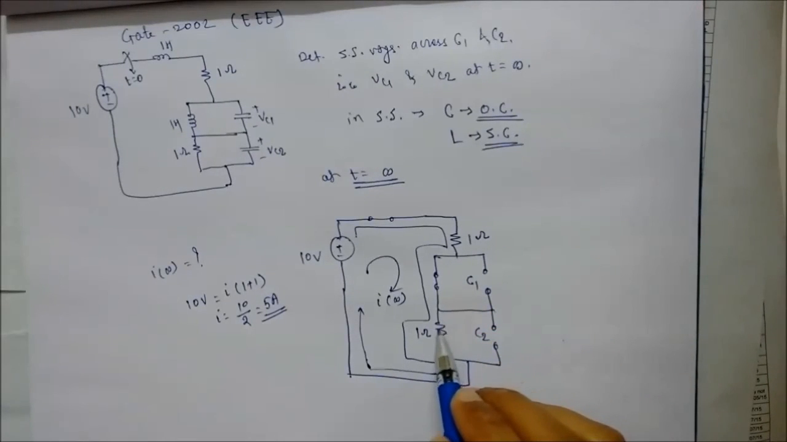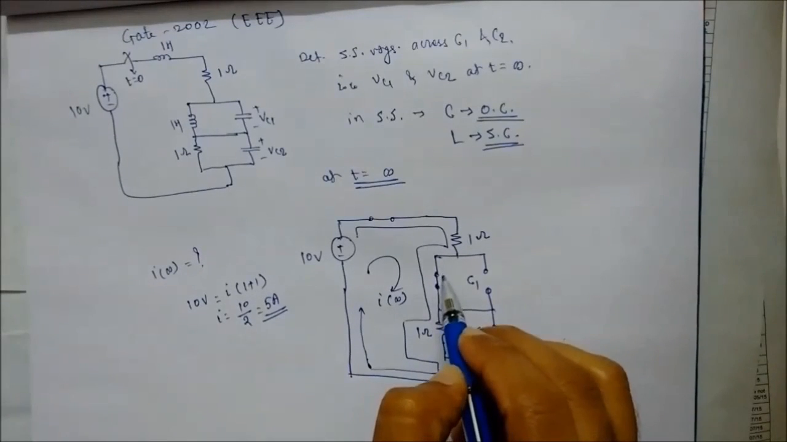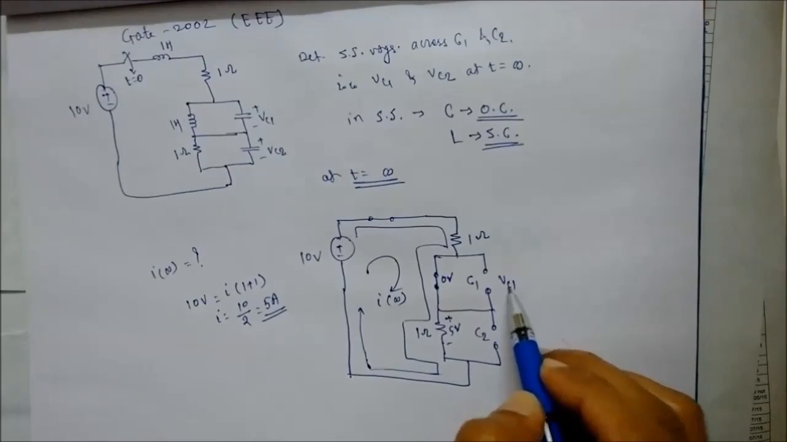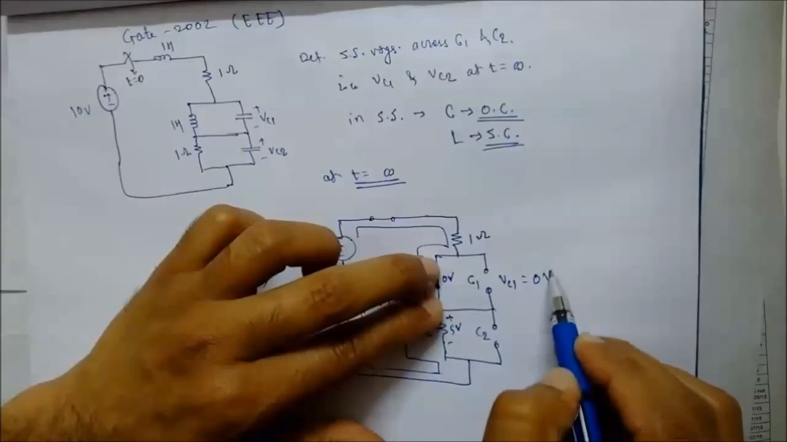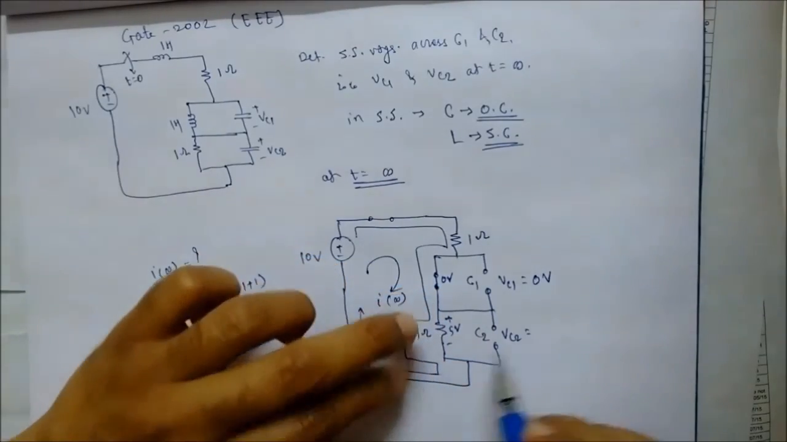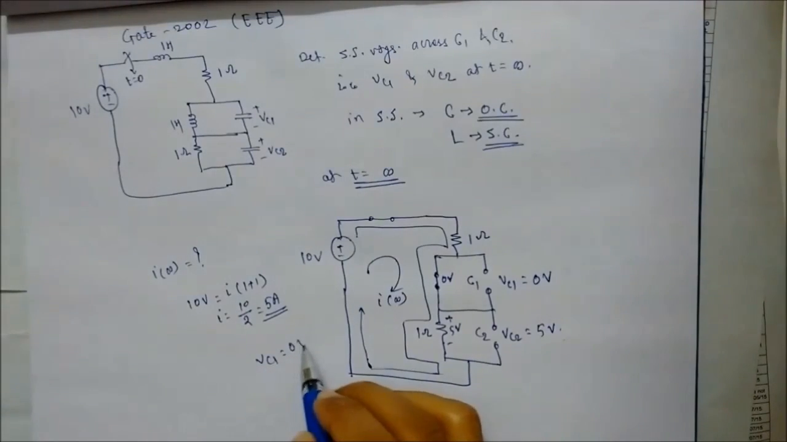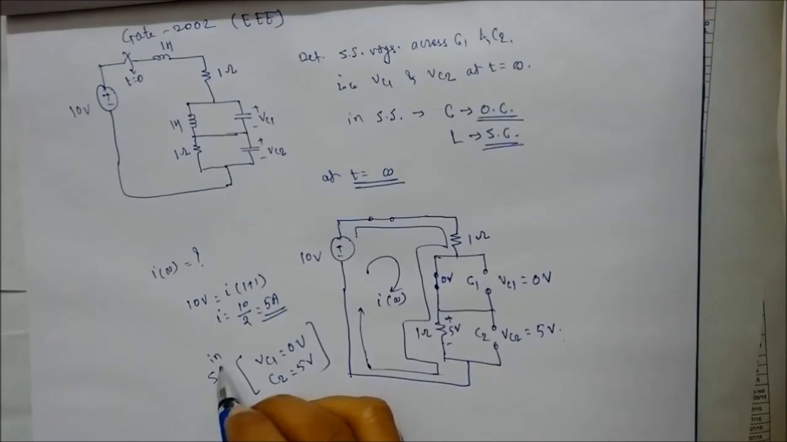Now when 5 ampere is flowing through 1 ohm, there will be a 5 volt drop across this resistance of 1 ohm, and since this inductor is short circuited, there will be a drop of 0 volt across this inductor. Now voltage across C1 at infinity will be the same as that present across the inductor, that means it will be 0 volt, and in case of VC2 the voltage will be the same as the voltage across the resistance, that is equal to 5 volt. That means VC1 is equal to 0 volt and VC2 is equal to 5 volt in steady state condition.